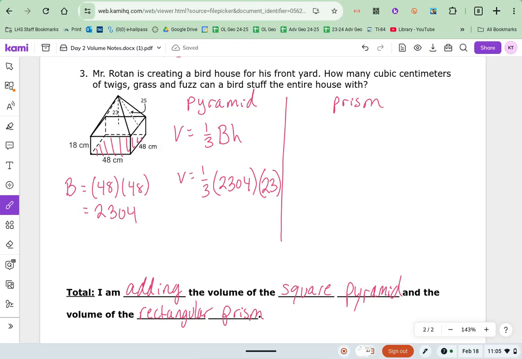How do I find the base? Okay, well, what shape is the base of the pyramid? Rectangle, so would it just be the same? Yeah. And then the height would be 25? So that's the slant height. Oh, okay, so 23. Very good.